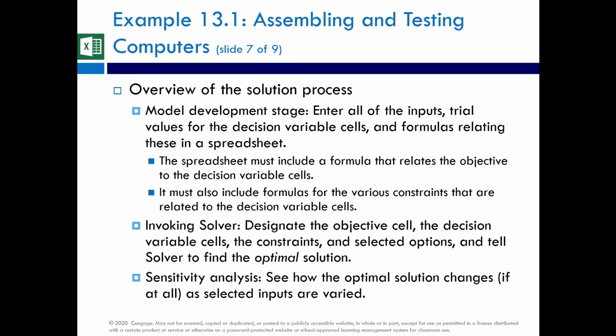Overview of the solution. Model development stage: enter all the inputs, trial values for the decision variable cells, and formulas relating these. The spreadsheet must include a formula that relates the objective to the decision variable cells. It must also include formulas for the various constraints that are related to the decision variables. Invoke Solver: designate the objective cell, the decision variable cells, the constraints, and the selected options, and tell Solver to find the optimal solution.